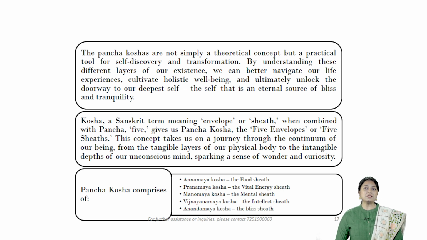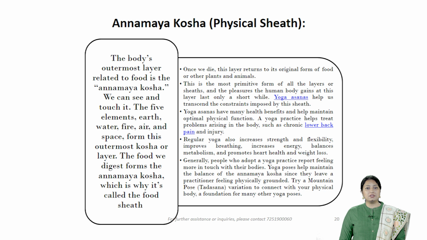Kosha, a Sanskrit term meaning envelope or sheath, when combined with pancha, which is 5, gives us panchakosh, the 5 layers or 5 sheaths. This concept takes us on a journey through the continuum of our being, from the tangible layers of our physical body to the intangible depths of our unconscious mind, sparking a sense of wonder and curiosity. Let's understand the first kosha, the first dimension of our existence, which is known as Annamaya kosh, the food sheath.